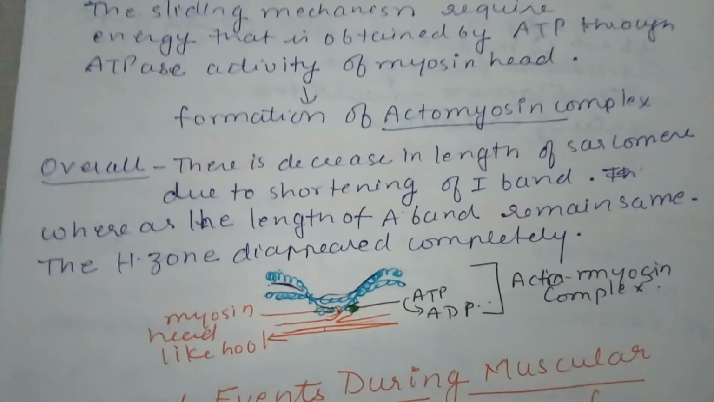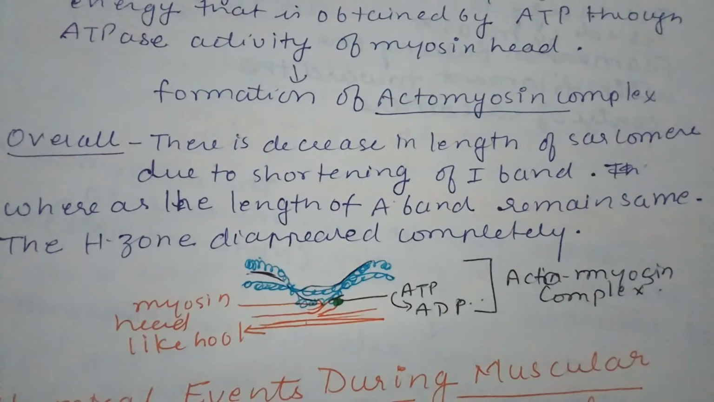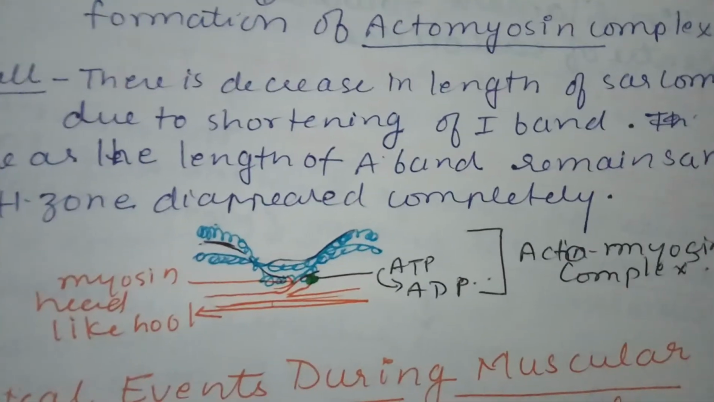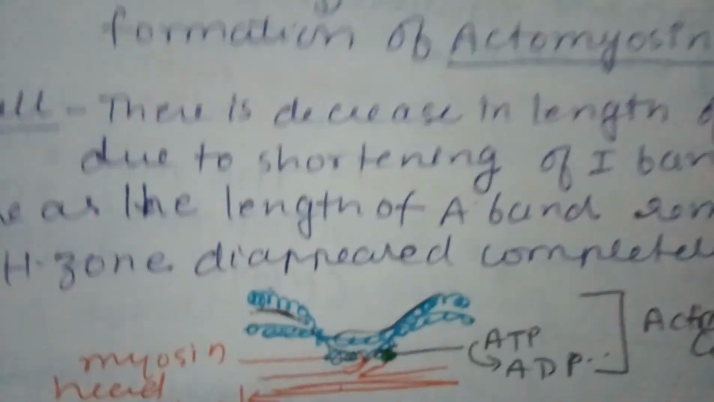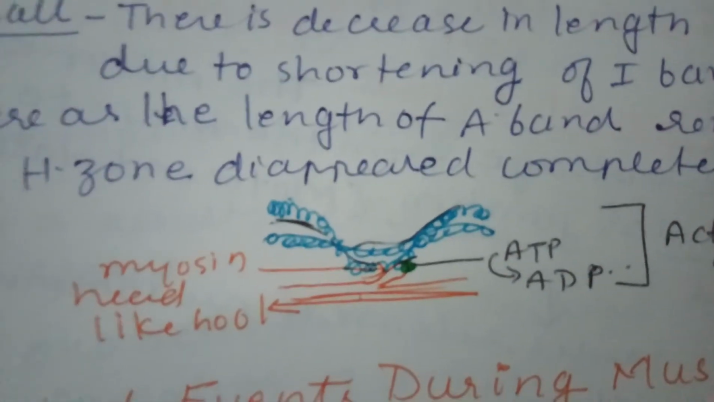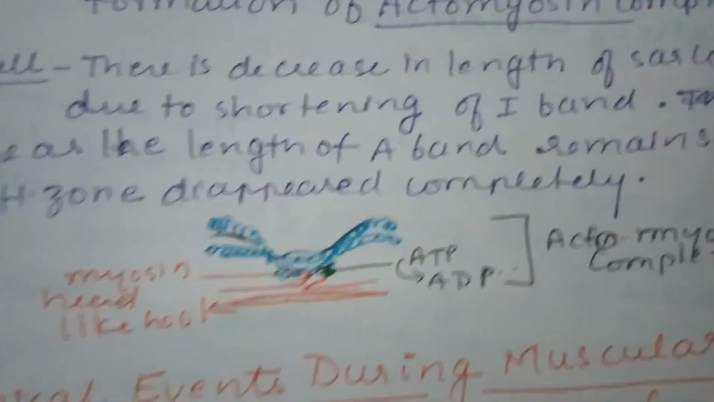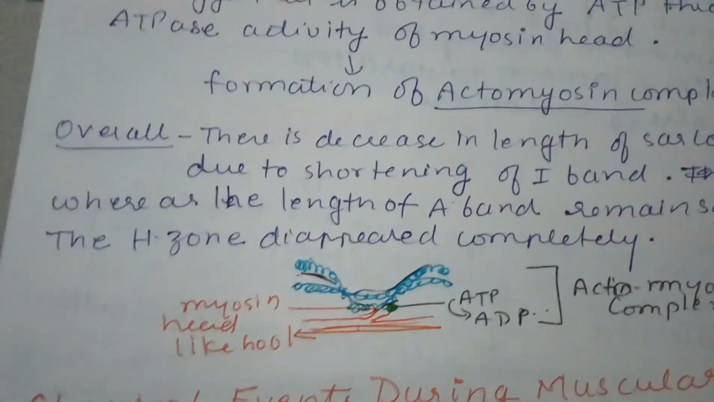The H zone disappears completely, and here you can see this is the actomyosin complex, the head, and here you can see this is F-actin and myosin. They bind with each other and the head looks like a hook, and this complex formation takes place. So the next part we will continue in part 2.